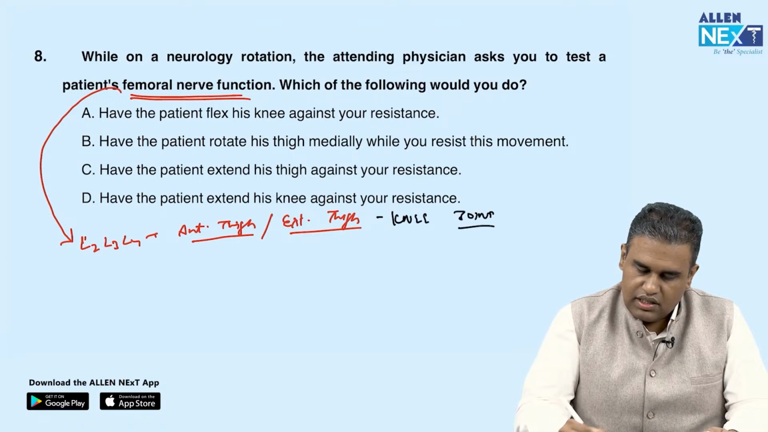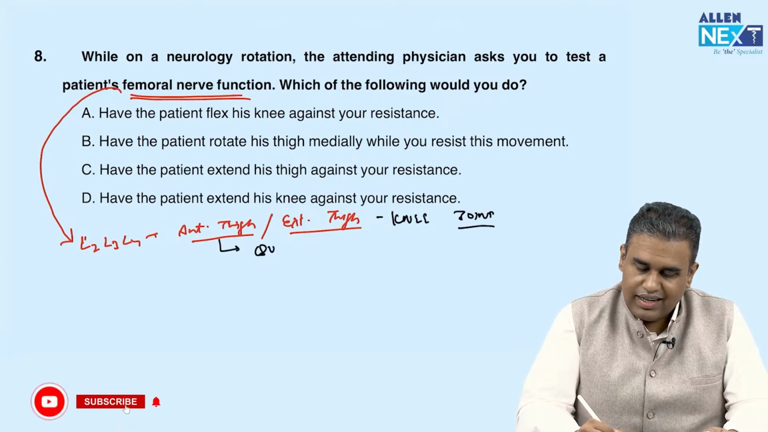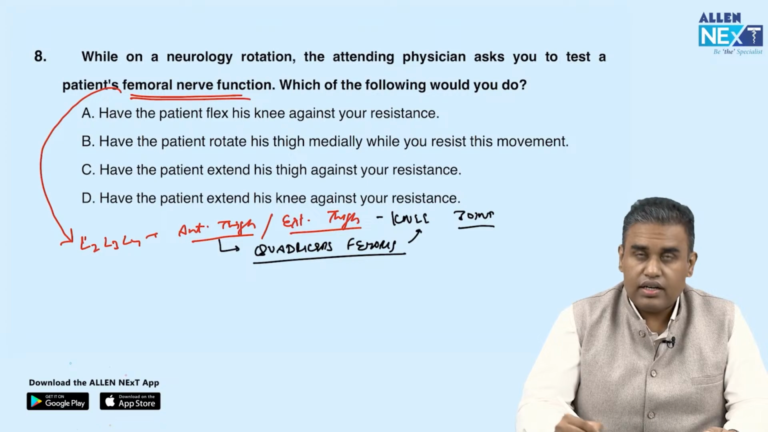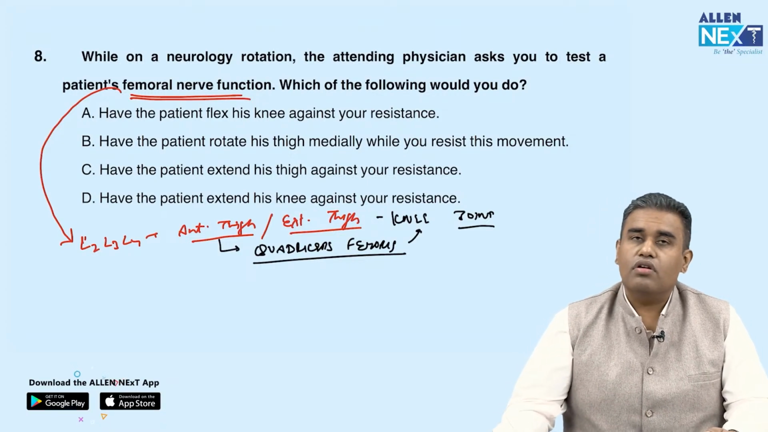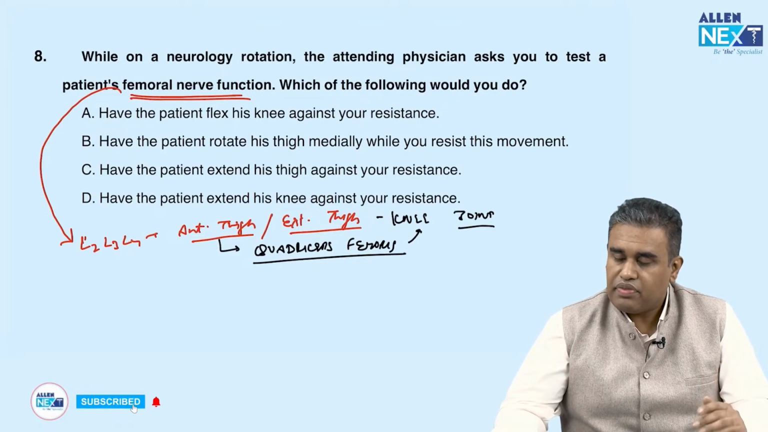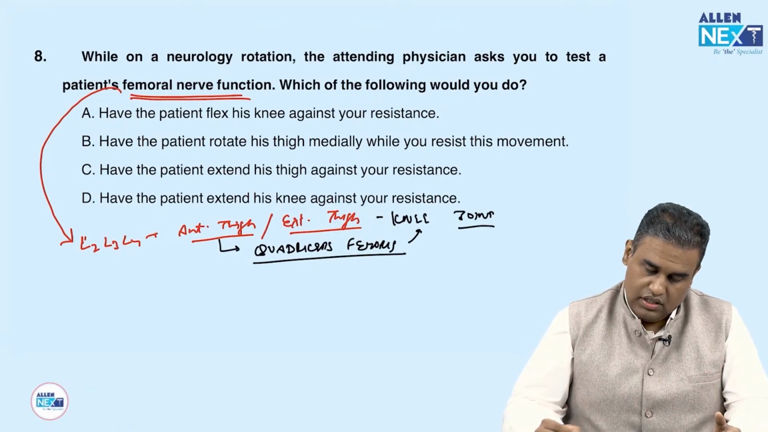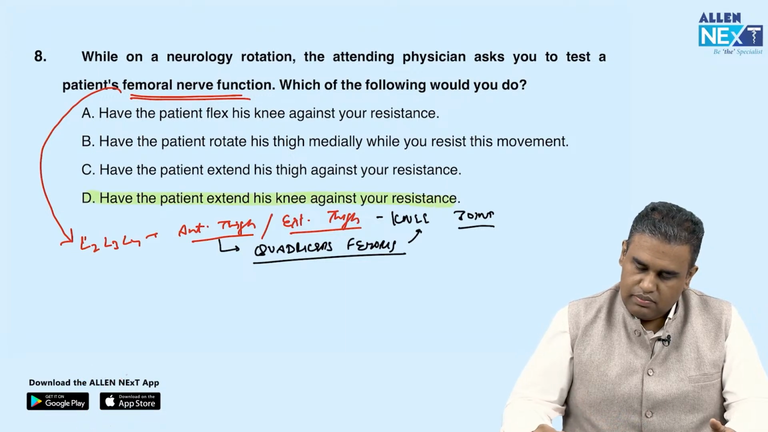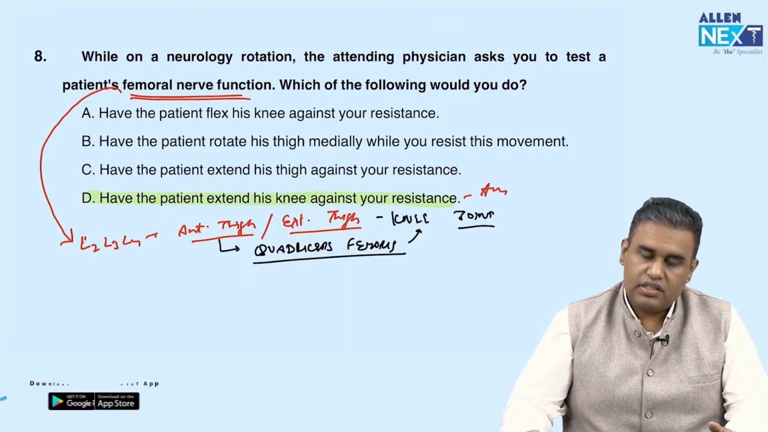So what are the muscles over here? The muscles over here are the quadriceps femoris, and these are the main muscles causing extension of the knee joint. So the femoral nerve is supplying the muscles which cause extension of the knee joint mainly. Let's see if that is one of the options. Option D, have the patient extend the knee against resistance, would be the best bet over here, and that is the answer. Let us see other options as well.